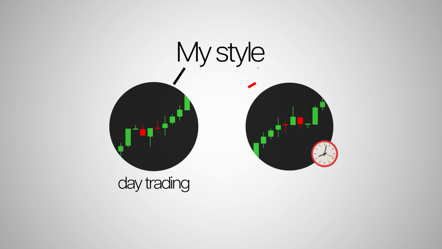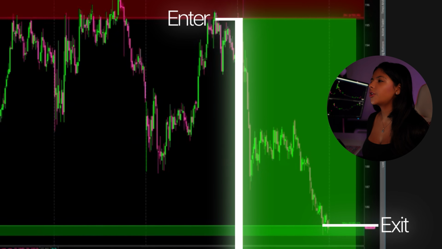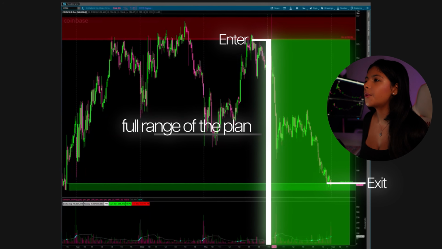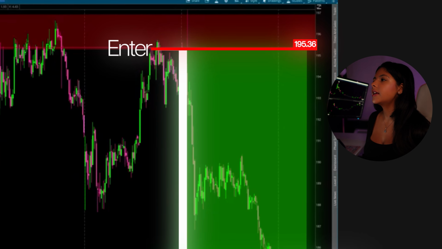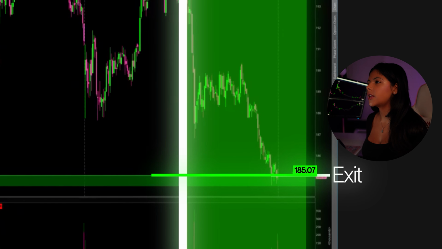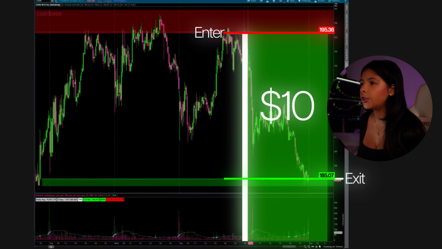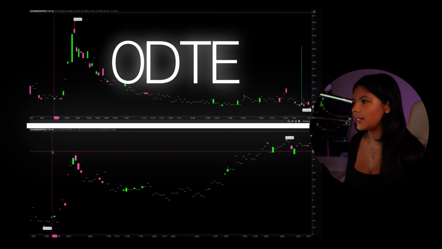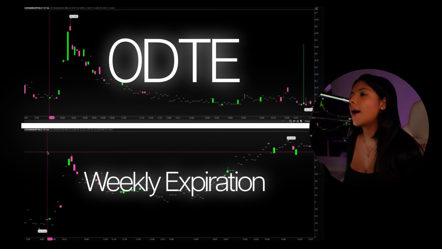And that's important because my style is day trading, but it is not scalping. I still enter and exit within the same day, but I want to give the trade enough room to breathe, to trade the full range of the plan. In this case, coin moved from 195.36 down towards 185.07, which is roughly a $10 move. So that's a very strong move in your favor for a put side day trade. But when you compare the zero DTE put to the weekly put, you can see why contract selection matters so much.